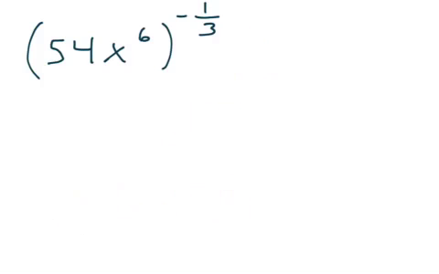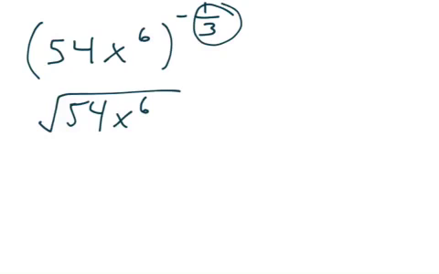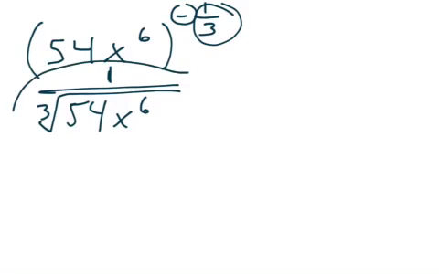One last problem. I made this one up real quick for you guys. Again, I hope you agree we have here 54x to the 6th, and that 1/3 right there means we're going to do a cube root on it. And that negative means we are again going to do the reciprocal of it. So this right here is my problem. We just need to simplify it.